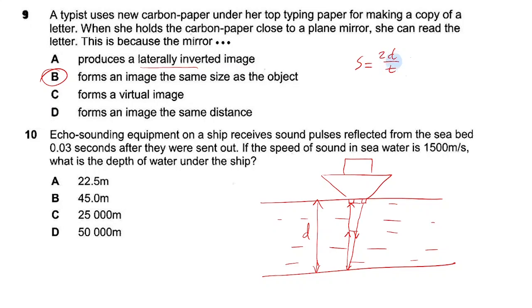Speed is going to be 2d over time. Okay. So now, because in the same time that it is going to move from here to here, this distance here is actually twice. So when they say echo sounding equipment on a ship receives sound pulses reflected from the seabed 0.03 seconds after they were sent out. If the speed of sound in water is 1,500, what is the depth of water under the sea?